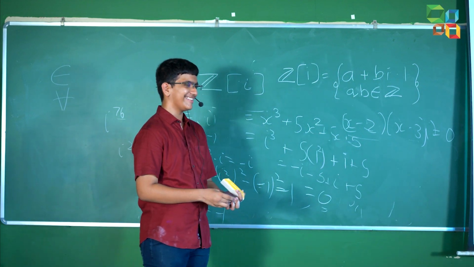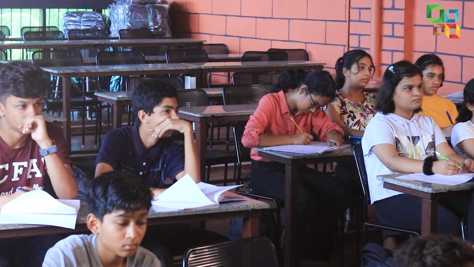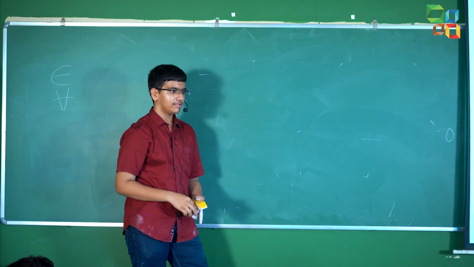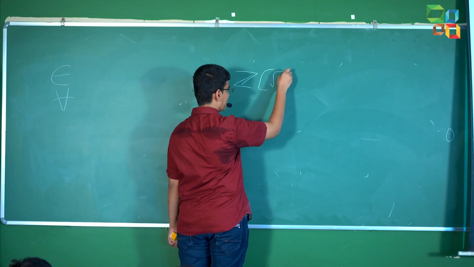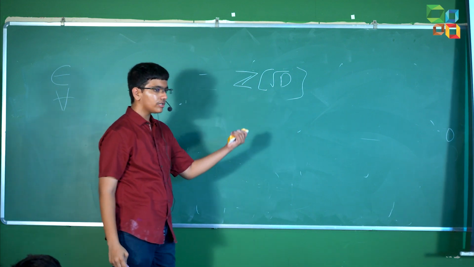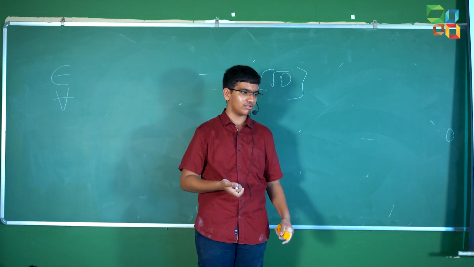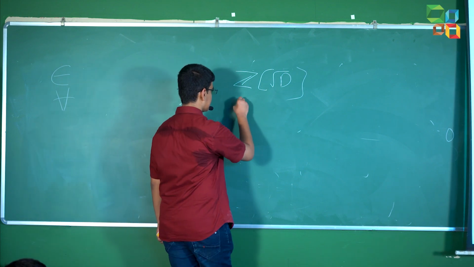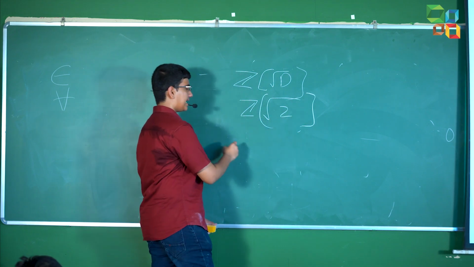We have Z of root d. Again, remember this was the Z of x, and we put in i. Now let's take Z of root d. Root d over here is just, d is some integer which is not a perfect square, like 7, 8, it's not a perfect square. So let's take an example, Z of root 2.